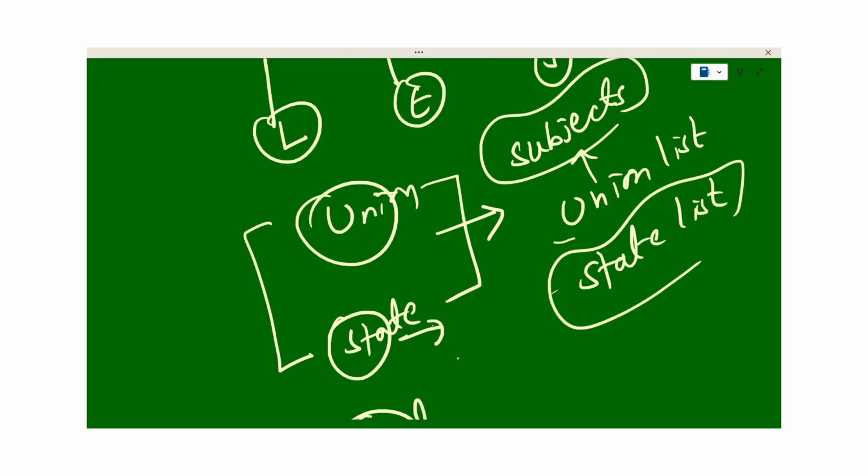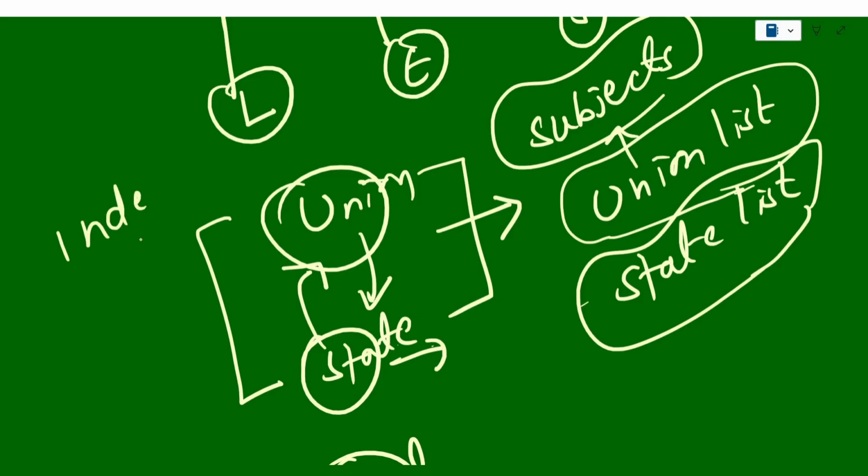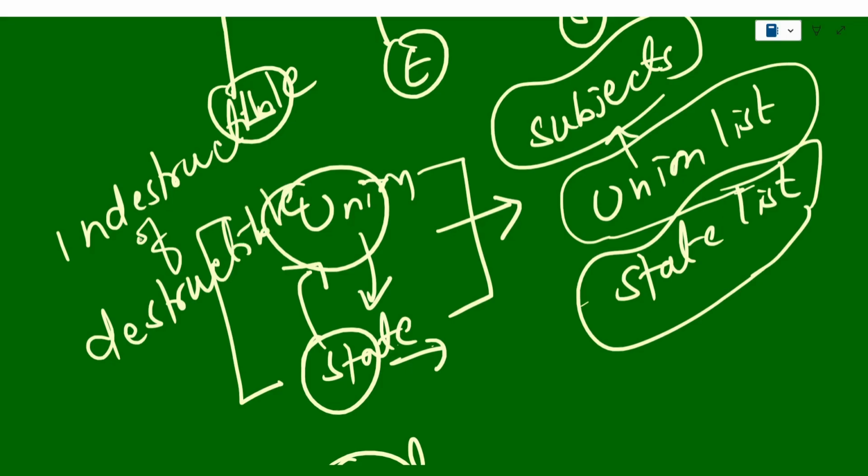And these two spheres are not overlapping. It means the union has its own sphere, and the state has its own sphere. The state cannot interfere in union matters, but the union government can interfere in the matters of the state, which can be put in the words of Dr. Bhimrao Ambedkar, that India is an indestructible country of destructible units.